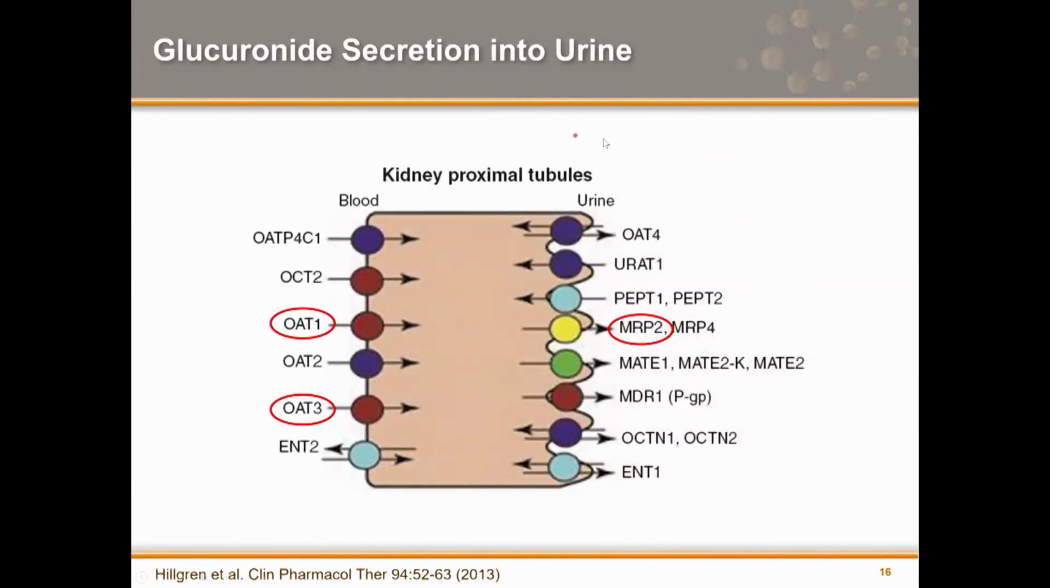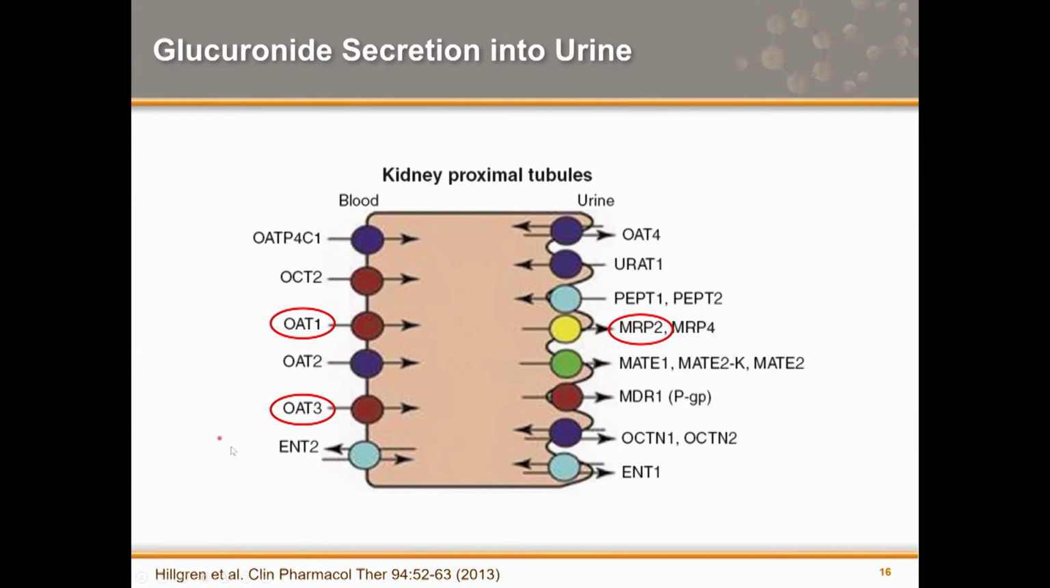Glucuronides can also be eliminated from the body in the urine. Again, because they're going to be charged at physiological pH, they will require transporters to facilitate this secretion into the urine. This is a concerted effort of both uptake transporters on the basolateral membrane and efflux transporters on the brush border membrane of the renal epithelial cells.